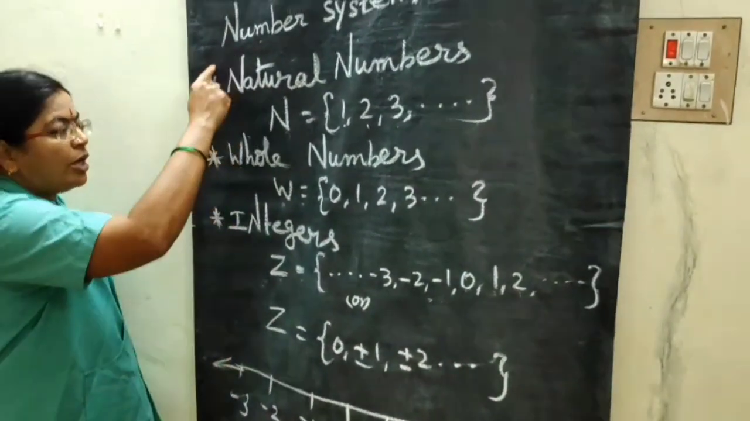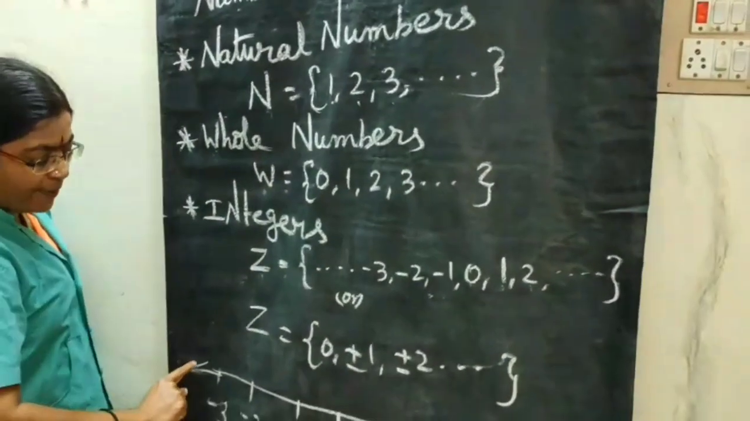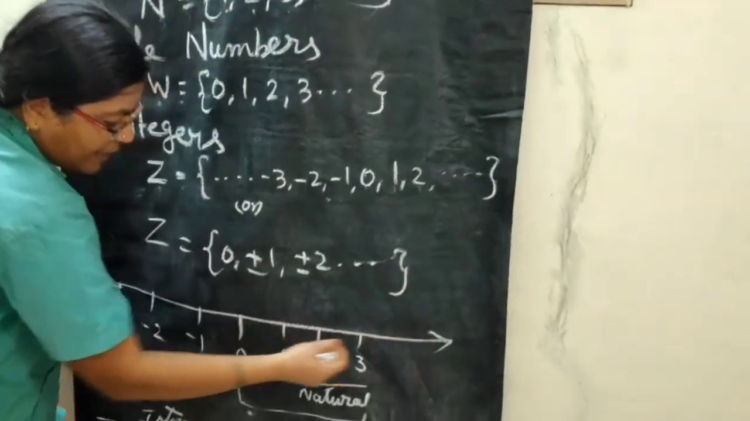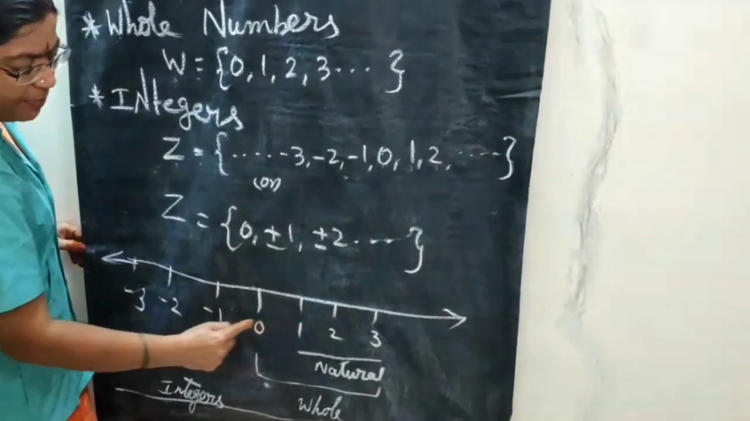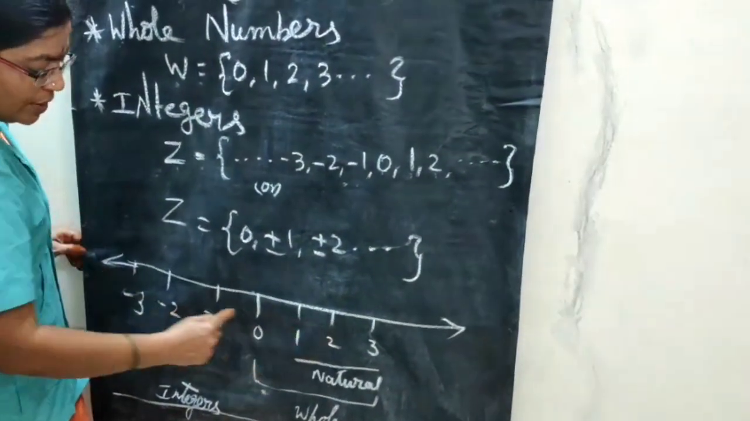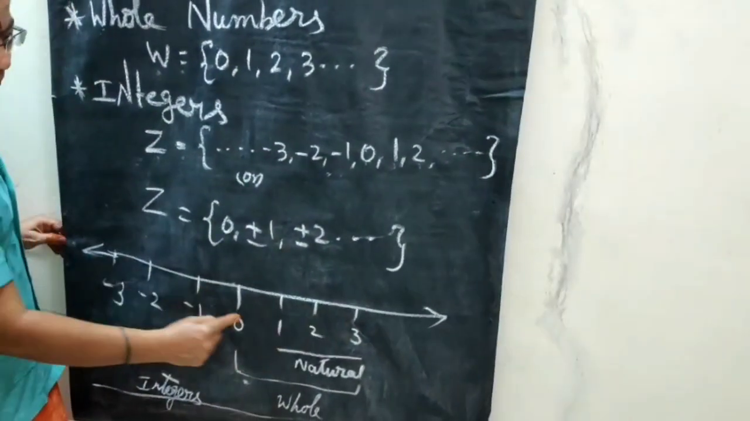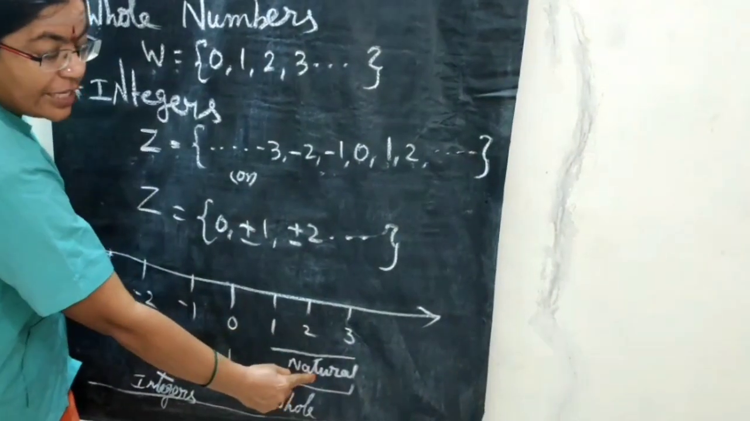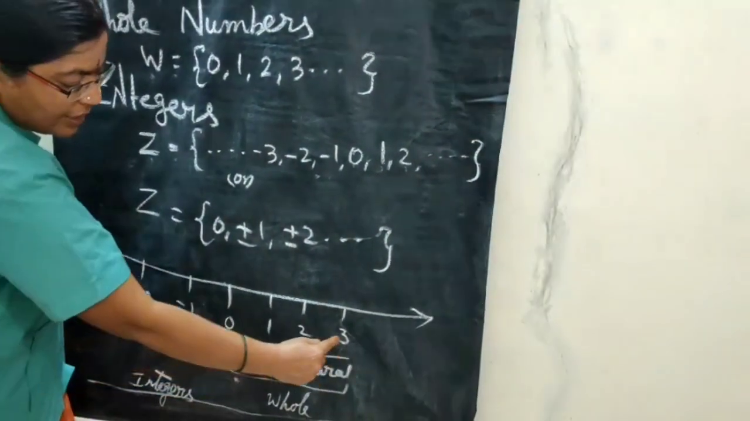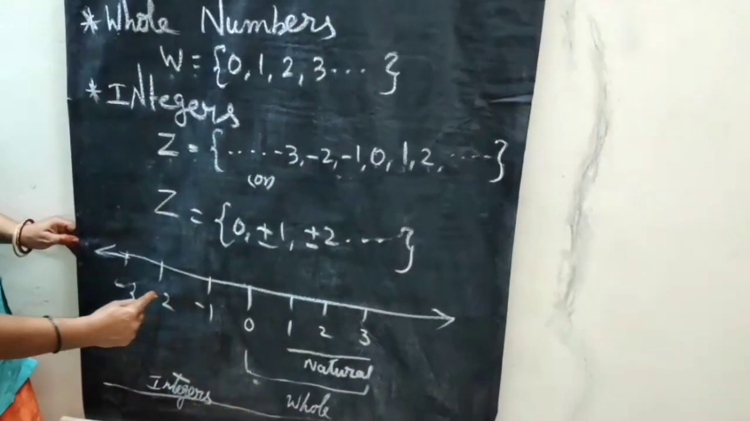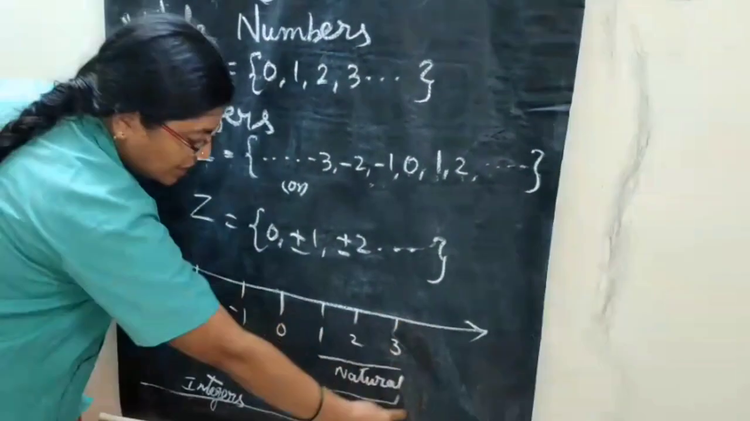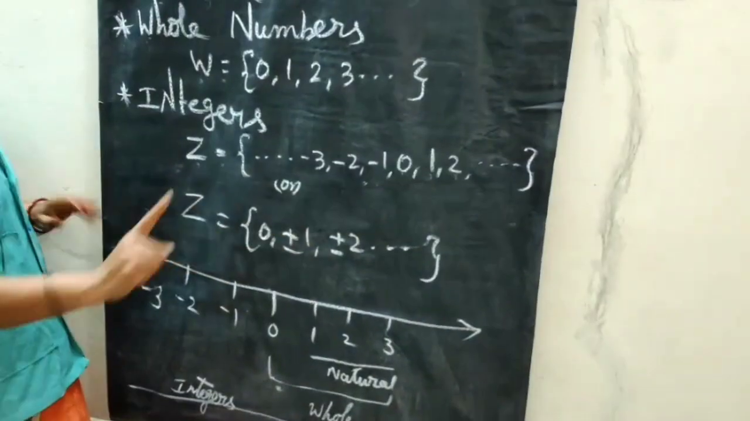These three you know very well. So draw a number line. First 0, here you write plus 1, here -1, 2, -2, 3, -3. 1, 2, 3 are called the natural numbers. 0, 1, 2, 3 are called the whole numbers. -1, -2, -3, 0, 1, 2, 3: all these numbers are called integers.